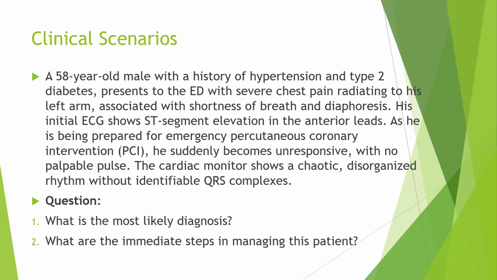All right. What points to it from the history and from the ECG tracing? From the history, the patient is unresponsive, has no palpable pulse, and then the disorganized rhythm without identifiable QRS complexes. Beautiful. So this patient is in VF right now, okay? And we remember that the shockable rhythms in cardiac arrest are VF and VTAC, okay? So how will you go about managing this patient? What will be your immediate steps?